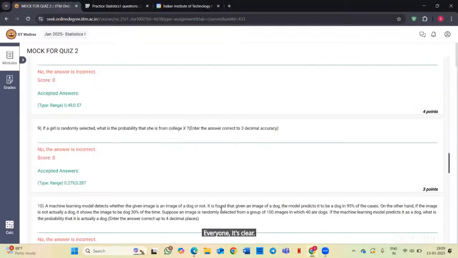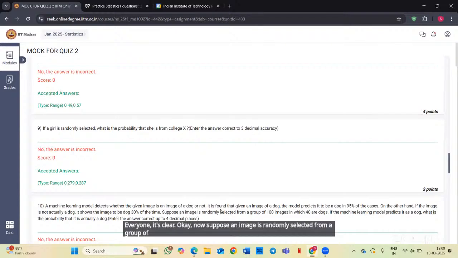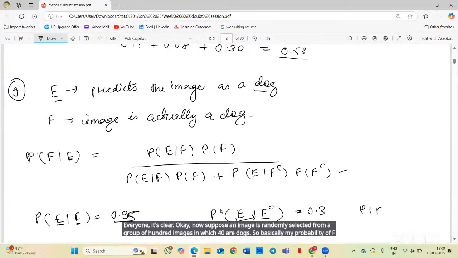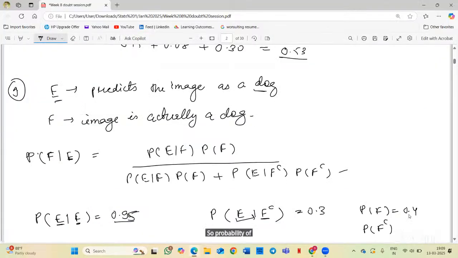Now, suppose an image is randomly selected from a group of 100 images in which 40 are dogs. So basically, my probability of F is 0.4. So the probability that it is not an image of a dog is 0.6. Are these values fine with everyone? Did you understand how we got these values?